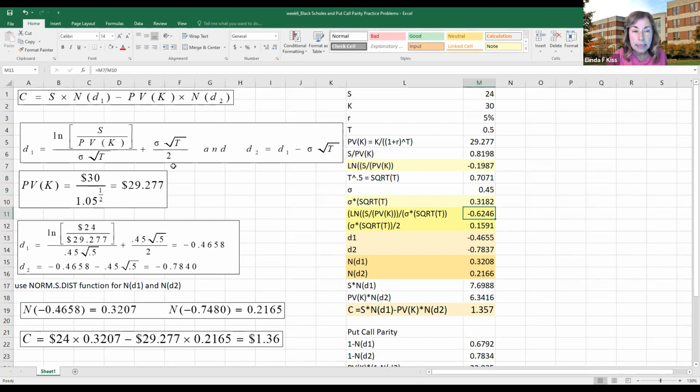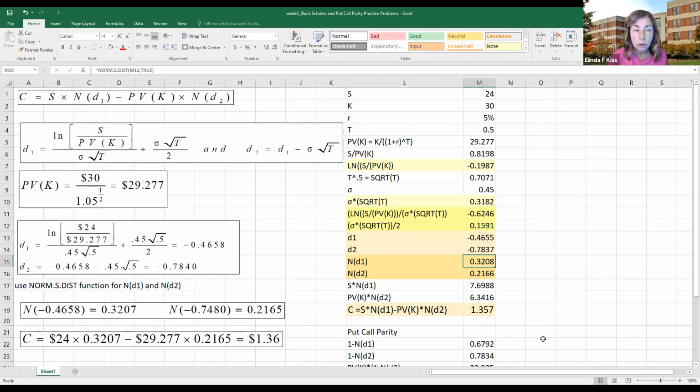And then I want to get the standard deviation times the square root of time over 2, and that's 0.1591. Next, I need to get my D1 and D2. D1 is just adding these two terms together. And D2 is taking D1 minus the standard deviation times the square root of time. And they're both negative right now. The stock price is lower than the strike. It's out of the money.